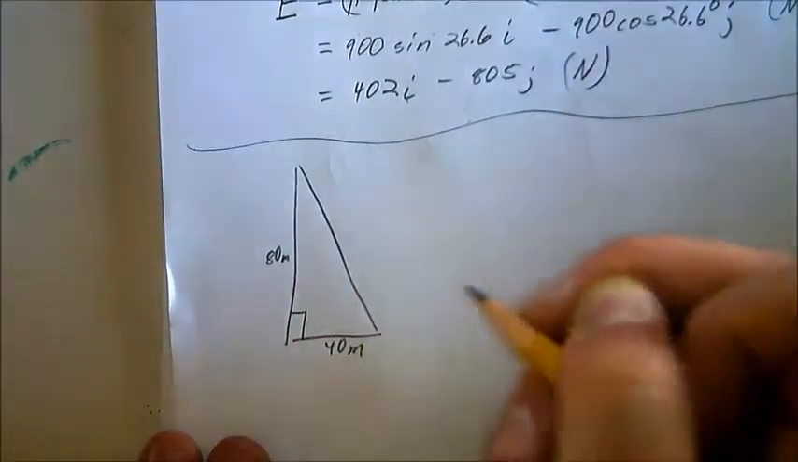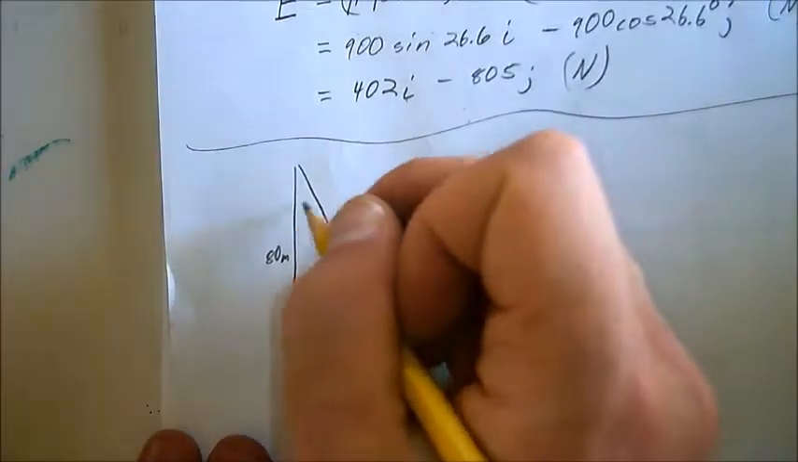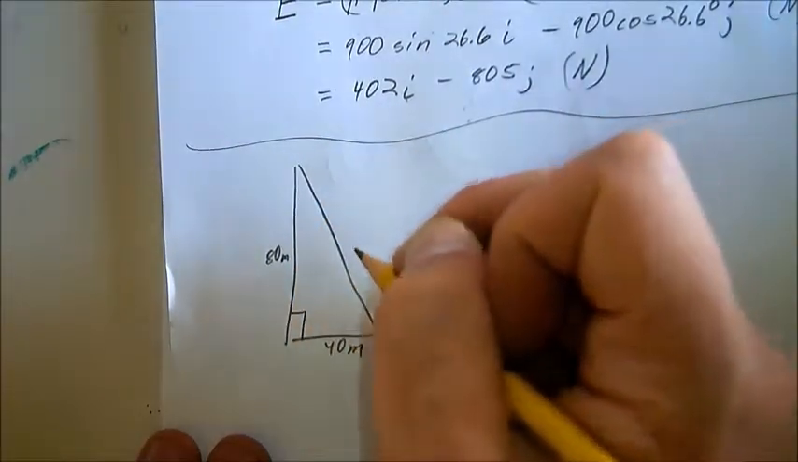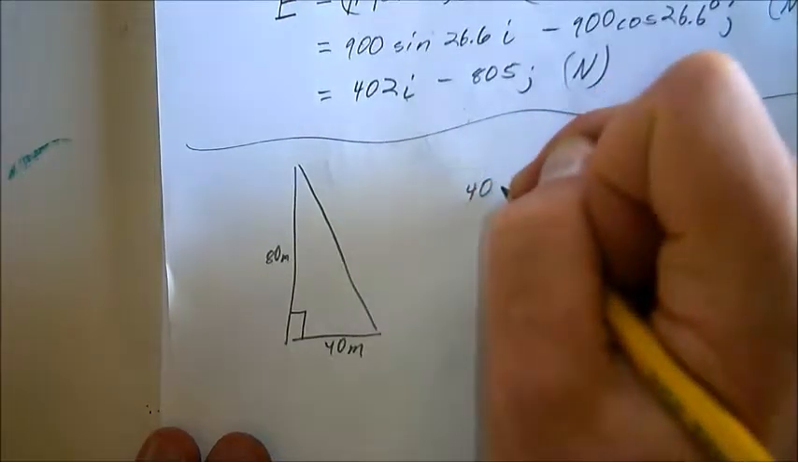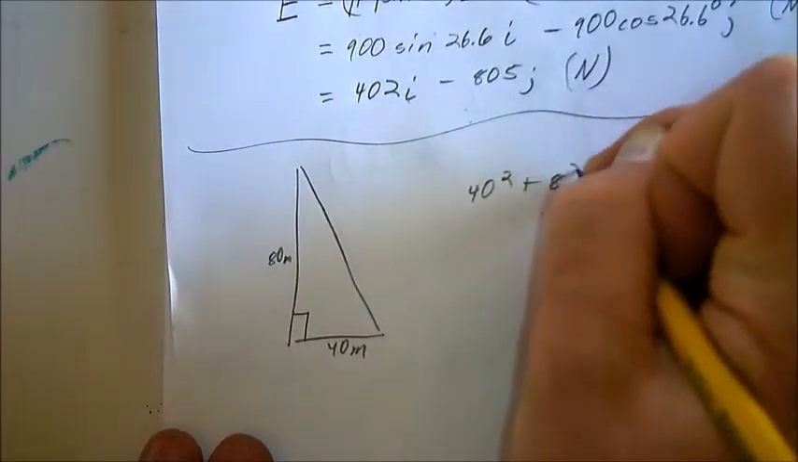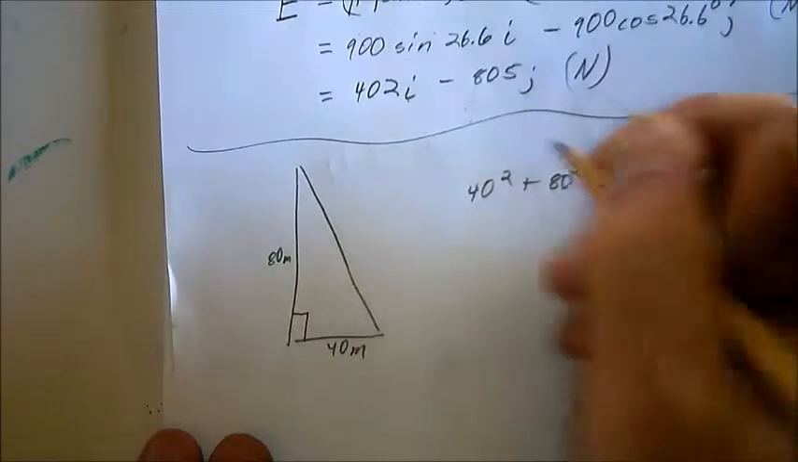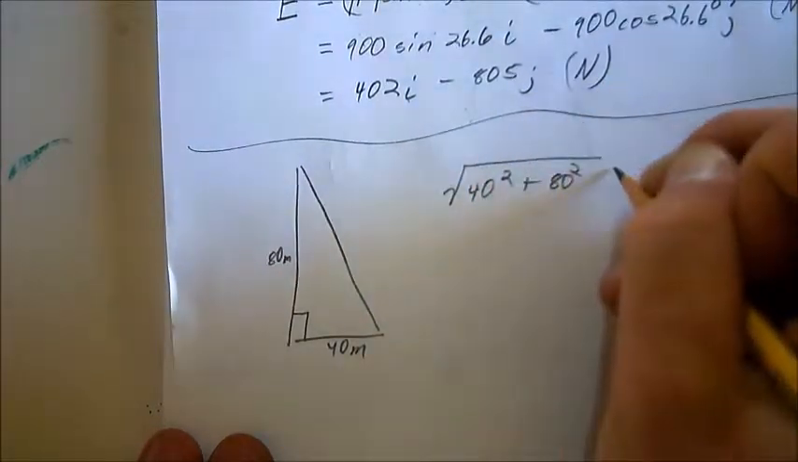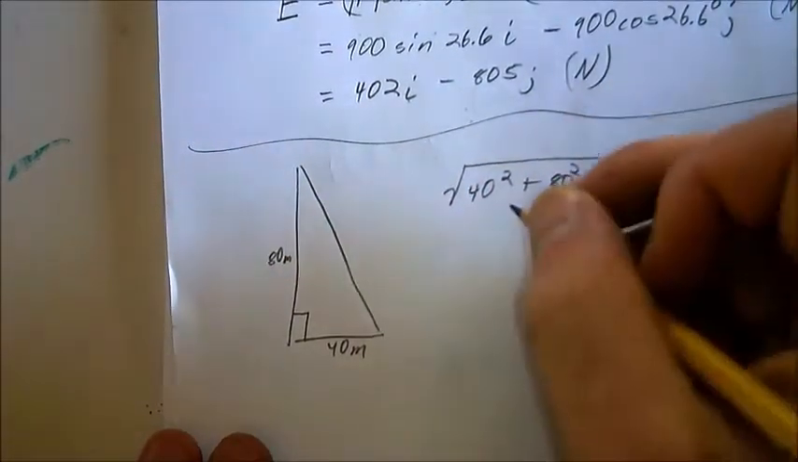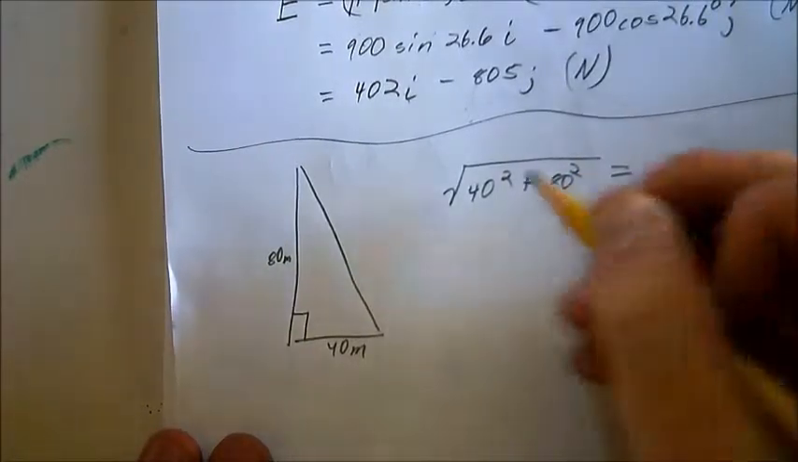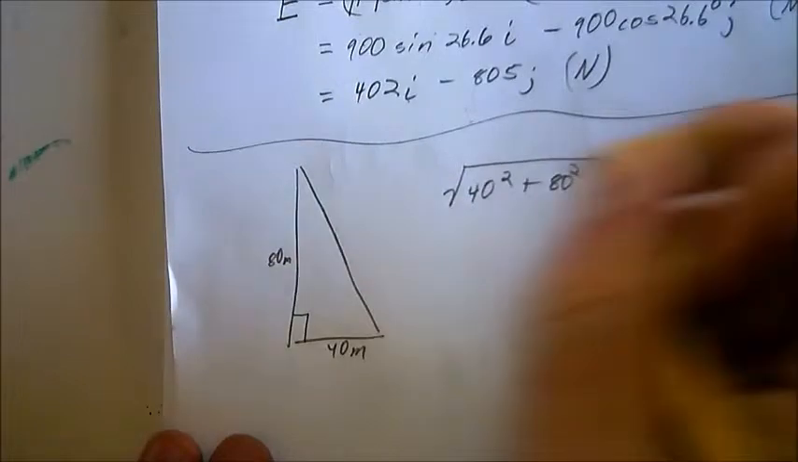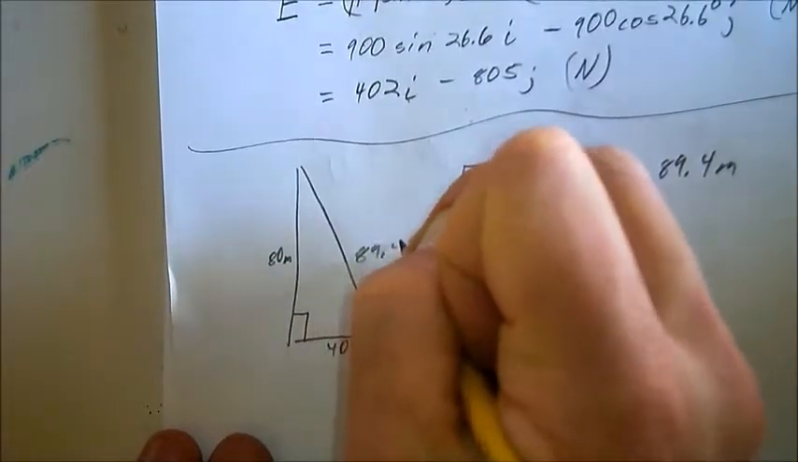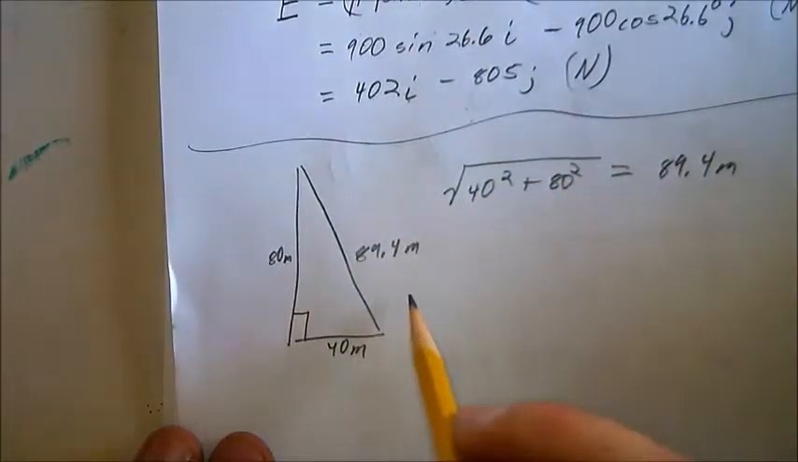We know that it's a right triangle. You could find that angle again and solve from there, but since you've got two sides right here, it's just easier to use Pythagoras' theorem. 40 squared plus 80 squared, square root, is equal to 89.4 meters. So then this side is equal to 89.4 meters. Now we have a triangle that's all set up.